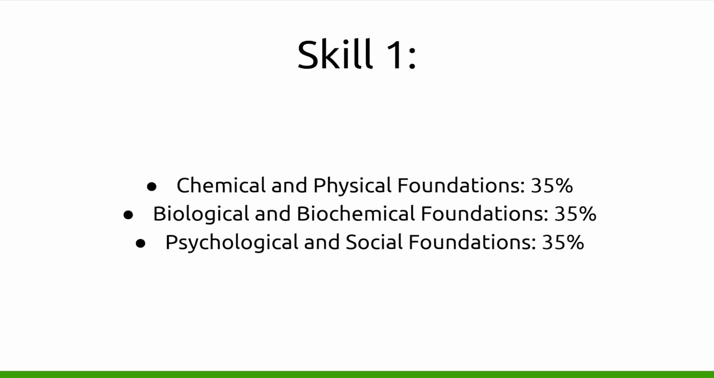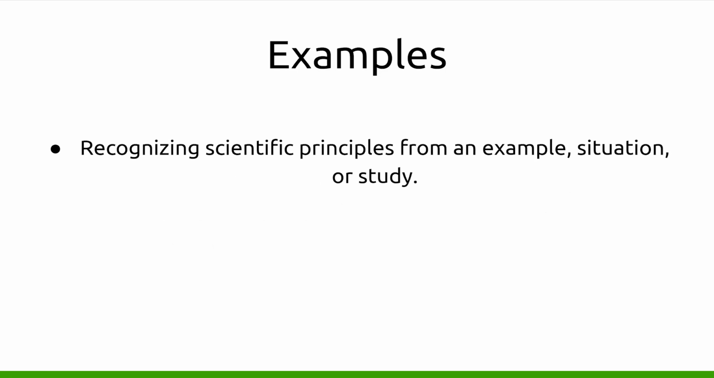When I say 35%, that is within 5%. So 30 to 40% of these 3 sections are going to be just questions based on your assessment of skill number 1. One example could be recognizing a principle from an example situation or study. For example, if they're talking about energy exchanges, do you recognize that the conservation of energy has to apply here in order to make one of these answer choices correct or incorrect?